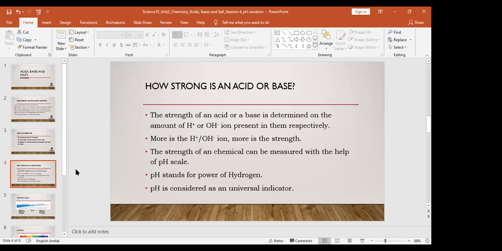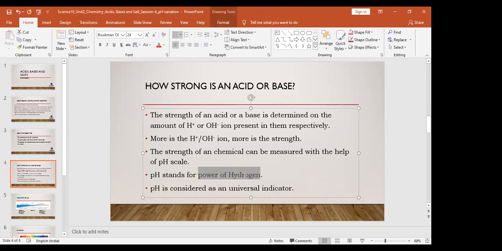Karun, the full form of pH? See the screen, Karun, full form of pH? Potential of hydrogen, or power of hydrogen, sorry. Power of hydrogen. Yes?